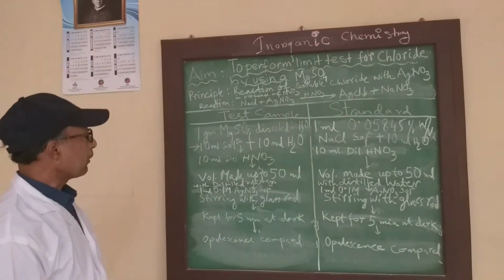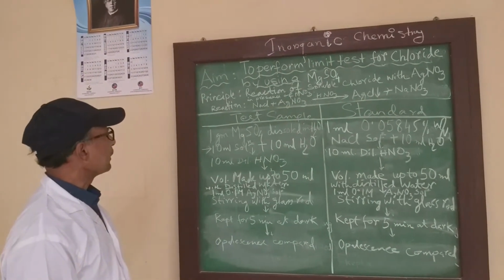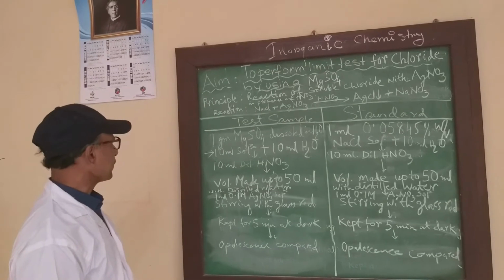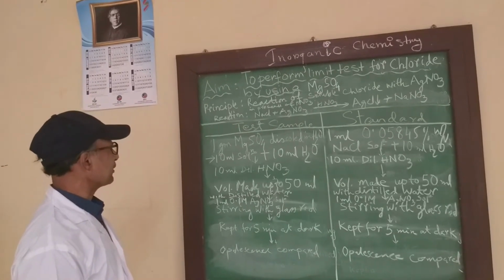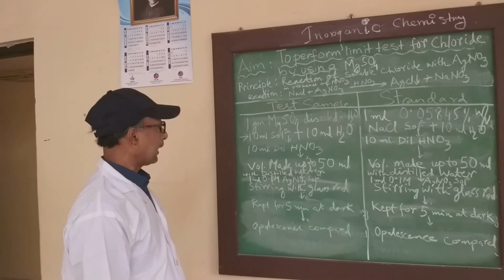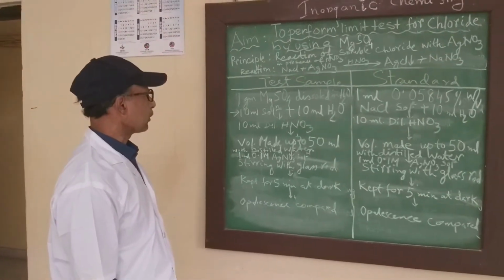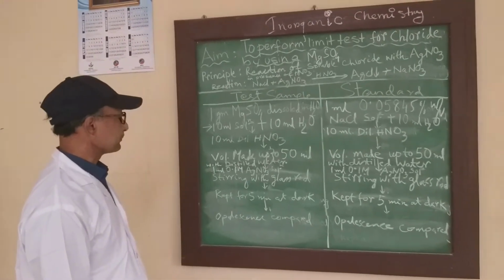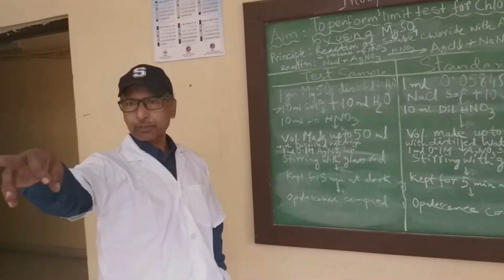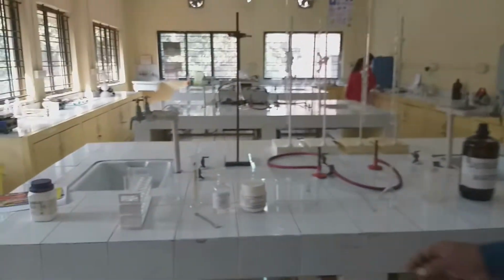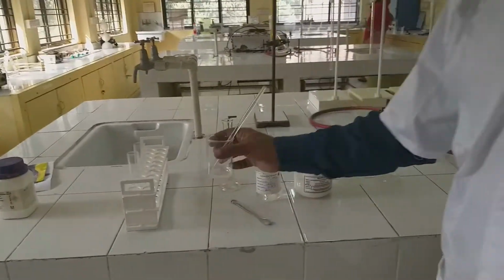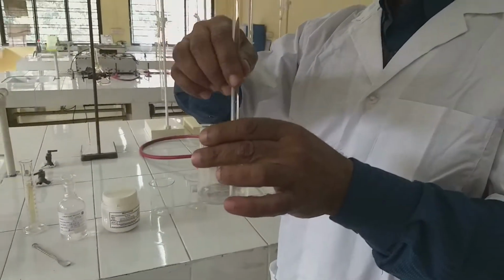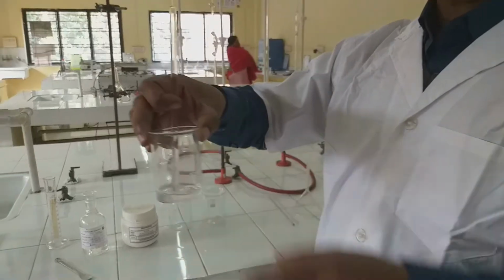For preparation of the test solution, we will take 1 gram of magnesium sulfate and dissolve it in 10 ml distilled water. That has already been done in the beaker. It contains 1 gram magnesium sulfate dissolved in 10 ml of distilled water. This is your test solution.